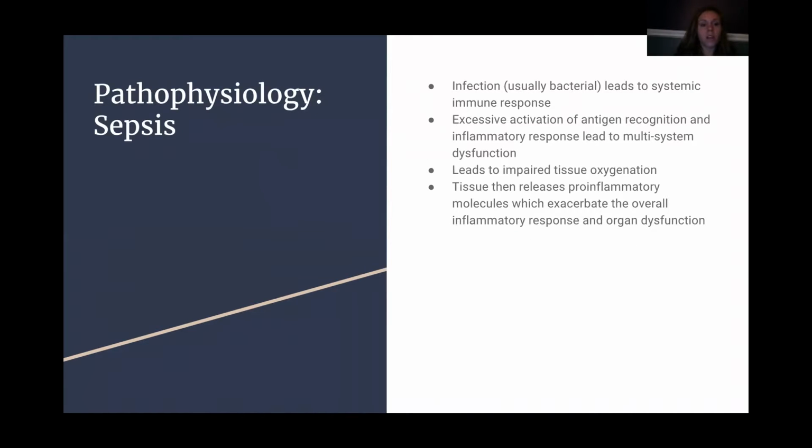So the pathophysiology would be sepsis. And sepsis occurs when an infection, usually bacterial, leads to a systemic immune response. So there's an excessive activation of antigen recognition and inflammatory response, which leads to multi-system dysfunction. This dysfunction leads to impaired tissue oxygenation, which ultimately exacerbates the process and causes a huge inflammation response and more organ dysfunction.